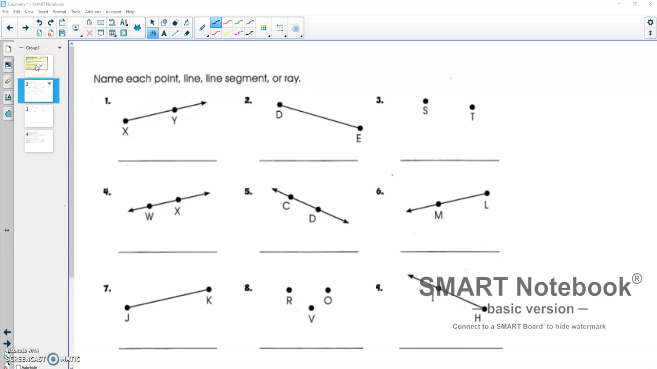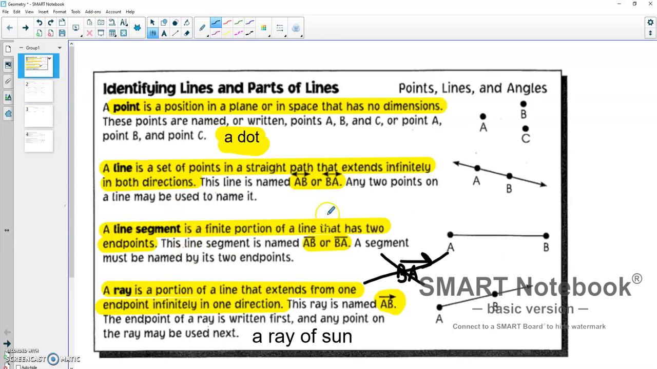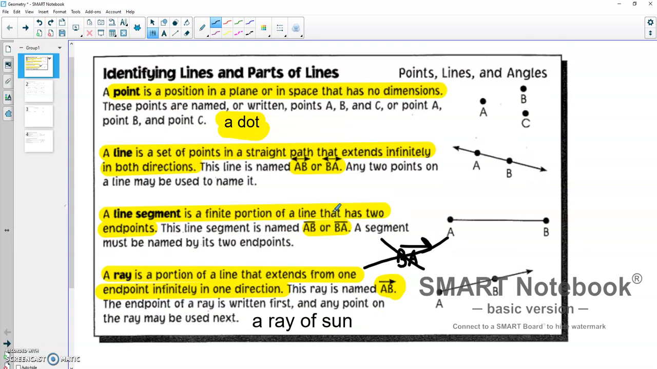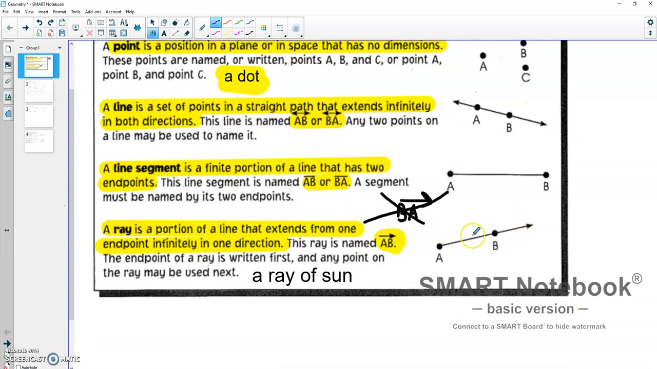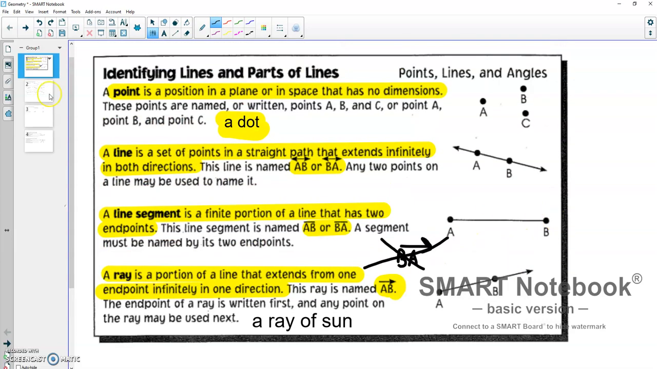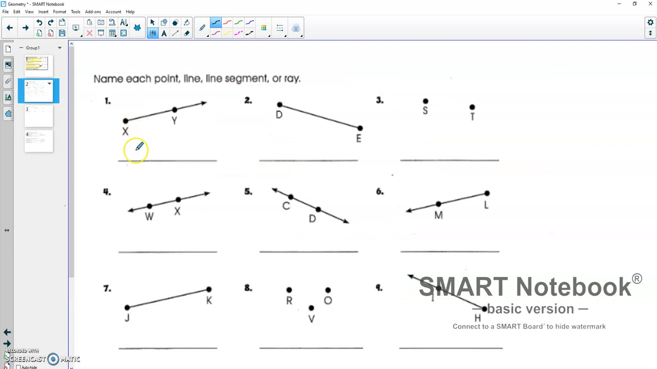Always look back, okay? So this one has an endpoint and an arrow. And then look back. Which one is showing me an endpoint and an arrow? You can look at the pictures right here, or look at the definitions. I think looking at the pictures is easier, and I see that this one has an endpoint and it's going on forever. So I know this is a ray.